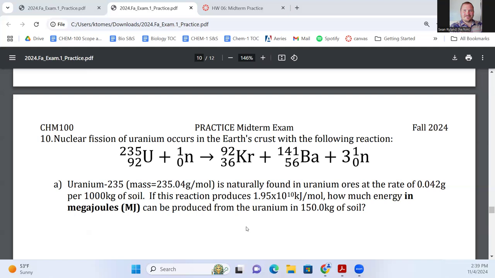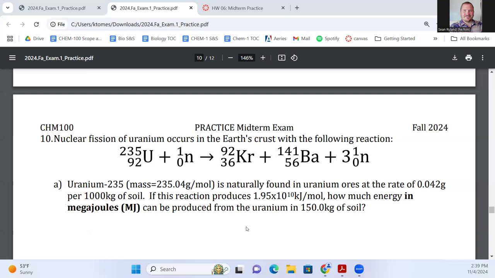How do we go from kilograms of soil to grams of uranium? Yeah, we're going to treat it like a conversion. And what ratio are we going to use? 1,000 kilograms of soil is 0.042 grams of uranium.